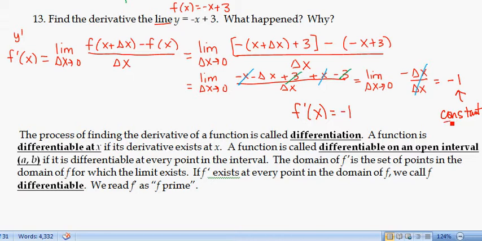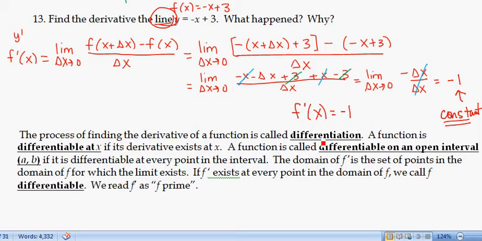Should it be surprising to us that this derivative is constant? I hope not, because we're thinking about a line. A line has constant slope. Okay, so make sure your notes match mine, and let's move on.